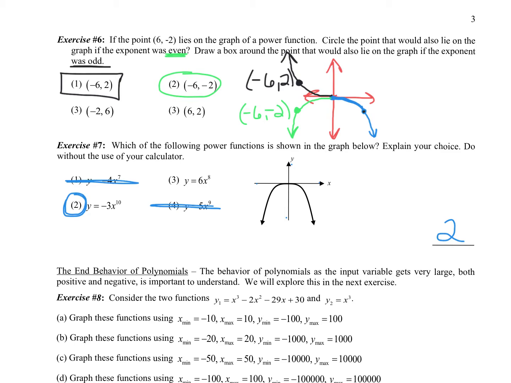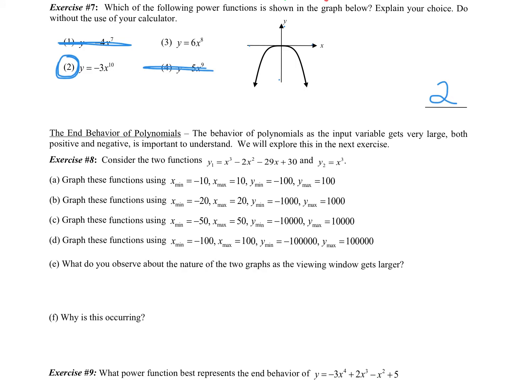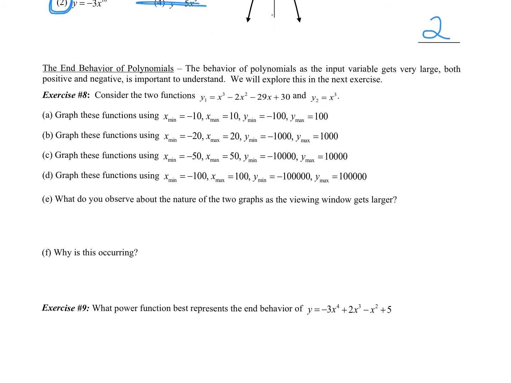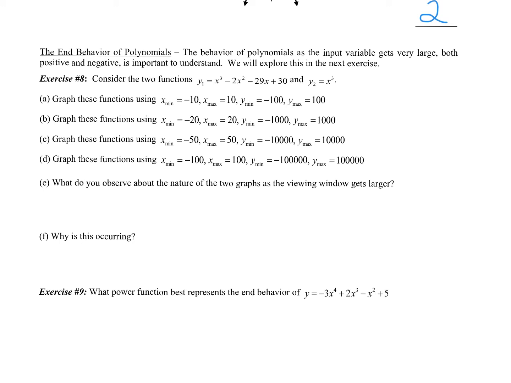Now, I mentioned at the beginning of the video that a lot of our unit is going to be on these polynomial functions. That's the title of the unit. And this is our first time looking at a polynomial function. So we're also going to bring in some vocabulary, something called end behavior. The behavior of polynomials as the input variable gets very large, both positive and negative, is important to understand. So what does the graph do as I head towards the x's being either positive infinity, very positively large, or negative infinity in the negative direction? Now we're going to explore that in this exercise.